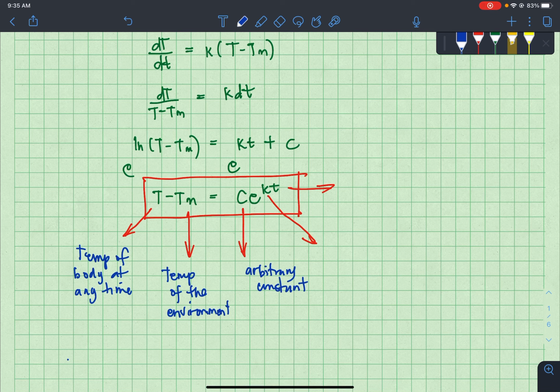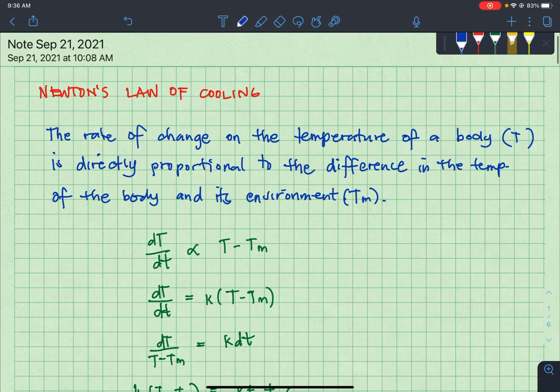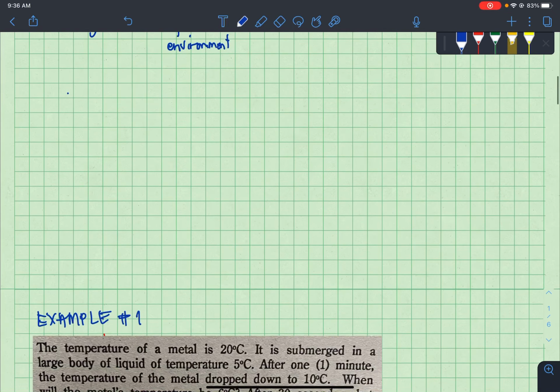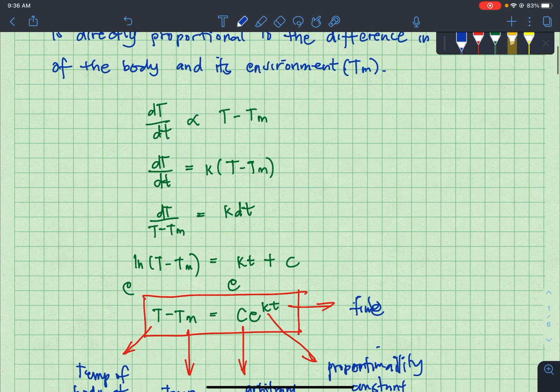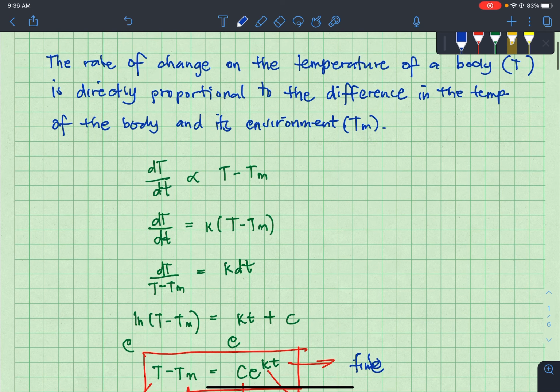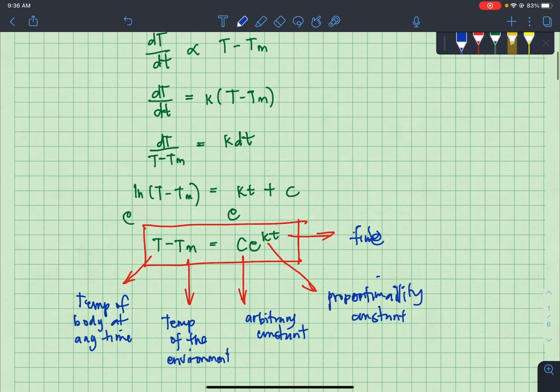K, of course, is the proportionality constant. And of course, T is our time. Okay, so those are all the variables as well as the constants for the formula in using the principles of Newton's law of cooling. To better understand how to use the process, let's proceed.